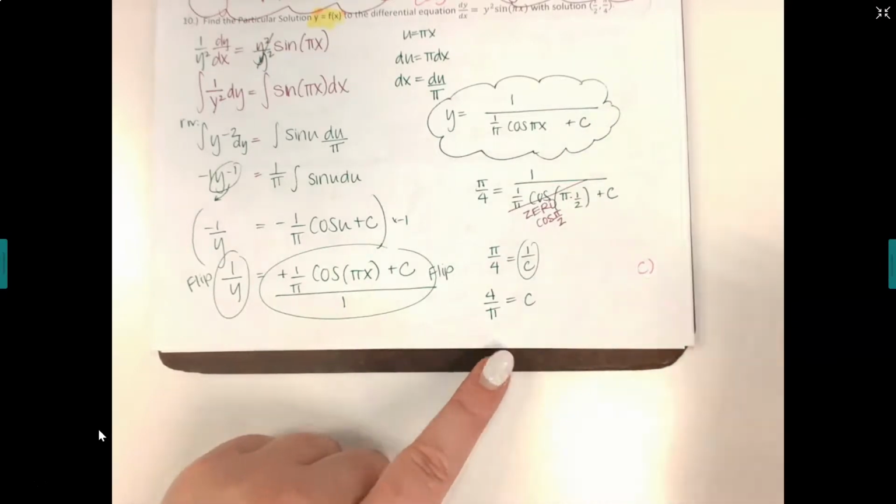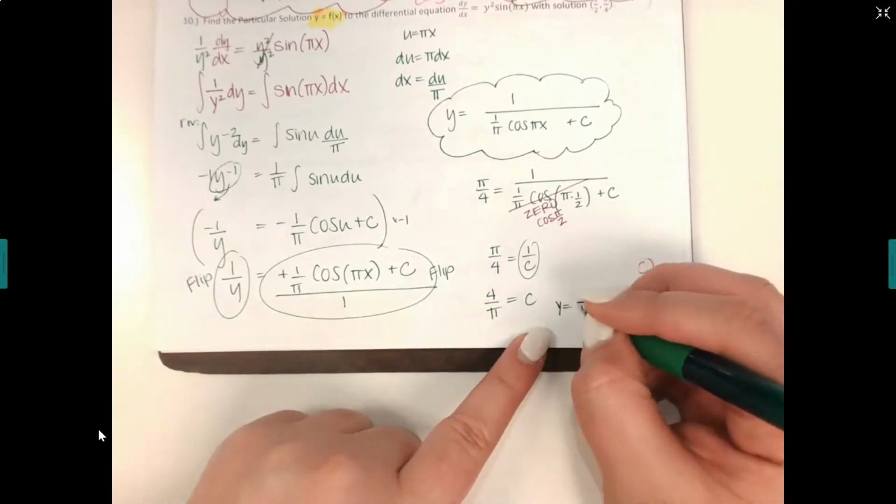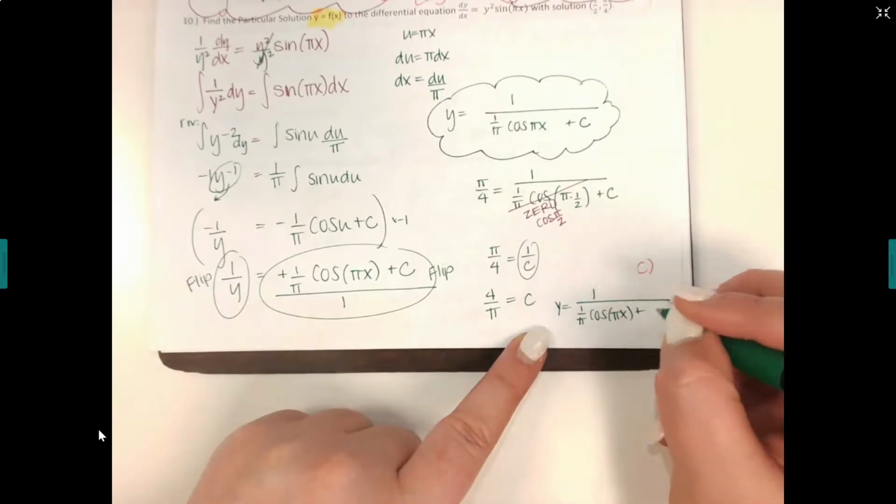Well, so your full answer would be this. y equals 1 over pi cosine pi x plus 4 over pi.